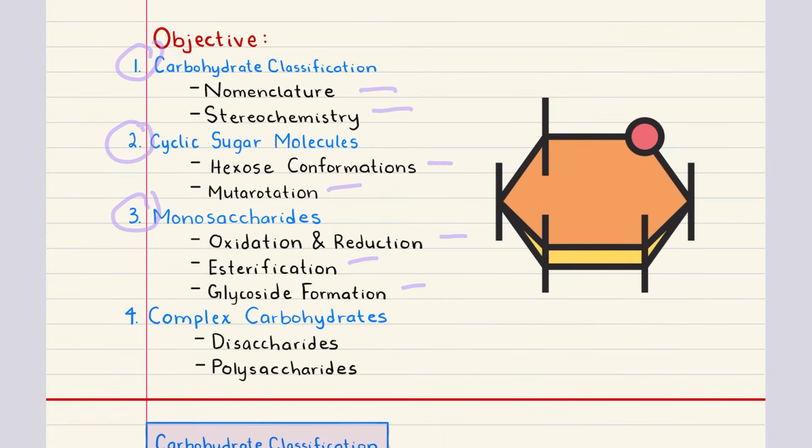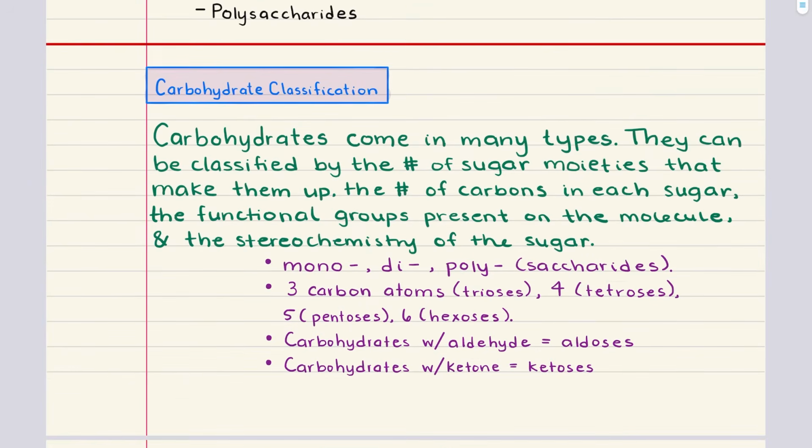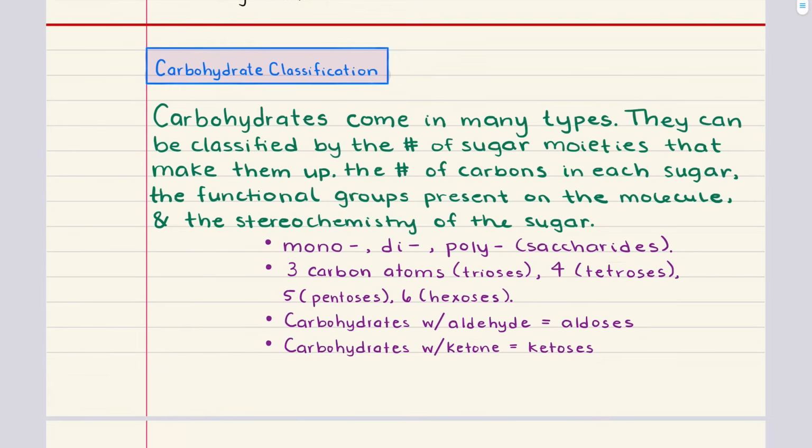Finally, we're gonna wrap up this chapter with a discussion on complex carbohydrates. We're gonna study disaccharides like sucrose, lactose, and maltose, and then we're gonna move into polysaccharides like starch, cellulose, and glycogen. With this introduction in place, let's move into objective 1 and talk about how we classify carbohydrates.